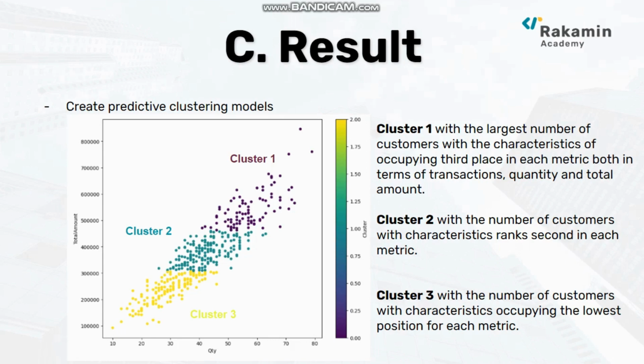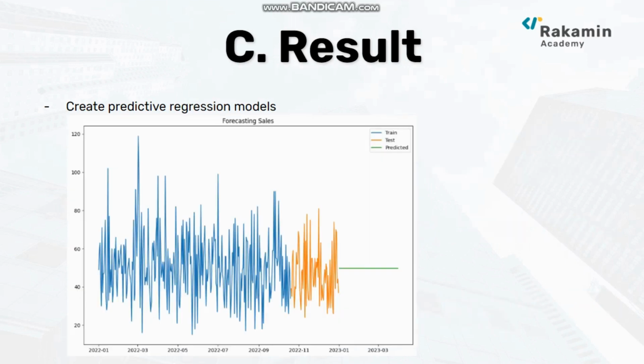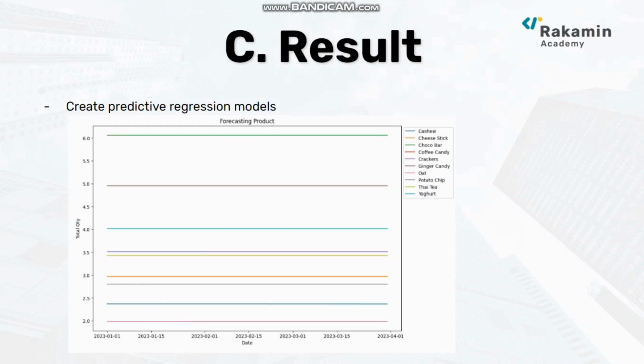A customer with the second rank in each metric, and the third one is customers with the least or the lowest position for each metric. And for the predictive regression models, we're going to use 80% of training data and 20% of test data, and the result is this predicted data. It's around 50 pieces of sales or transactions for the next 90 days.